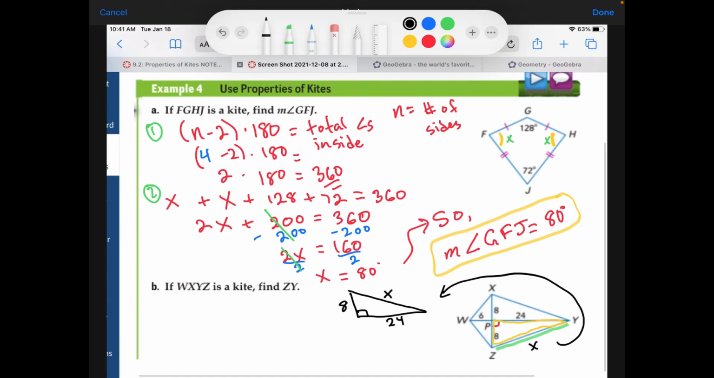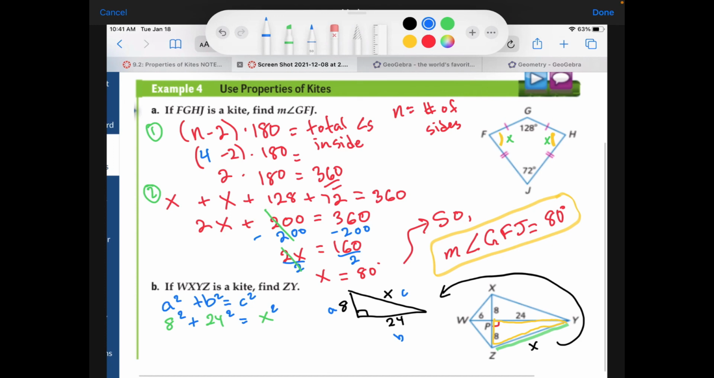So I'm going to go ahead and put an x where I need to find it, right? I need to find that. So I'm going to use the Pythagorean theorem. The Pythagorean theorem states that a squared plus b squared must equal c squared. So remember, the a and b are your legs, and c is always your longest side. Now we just plug it into the formula, and a is 8, so we can say 8 squared plus 24 squared equals x squared, because we don't know what that is.